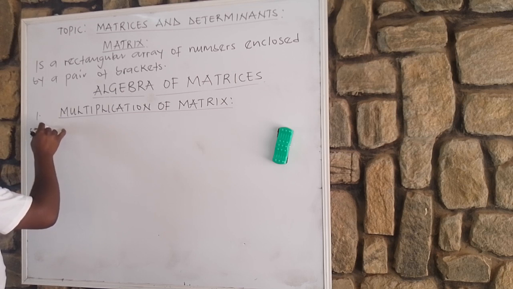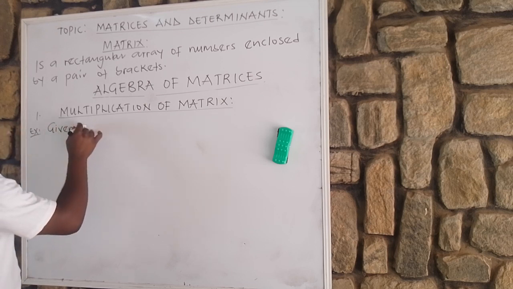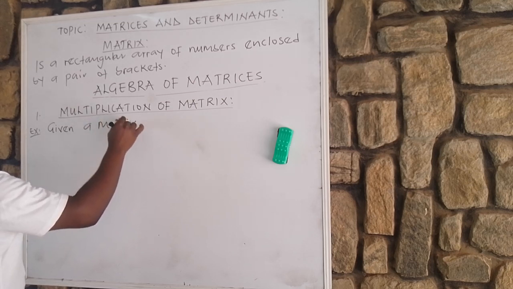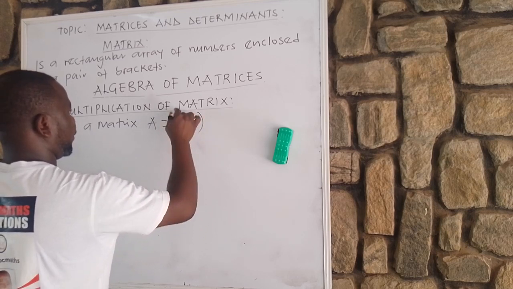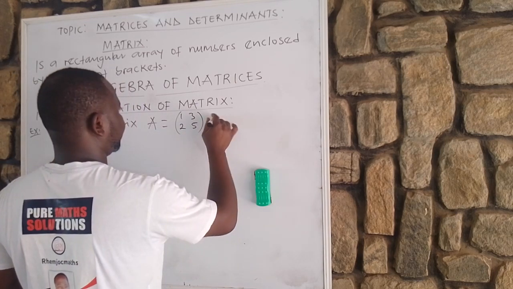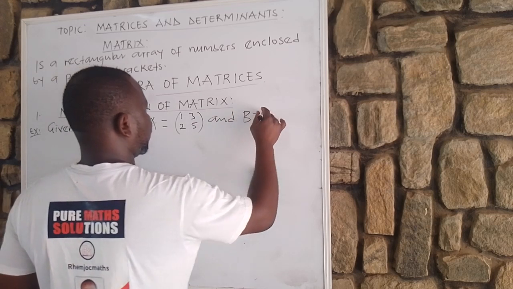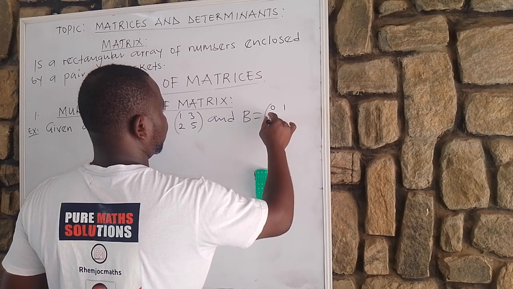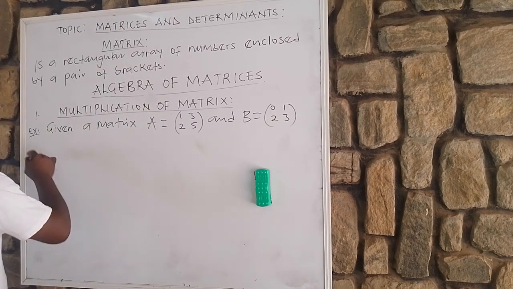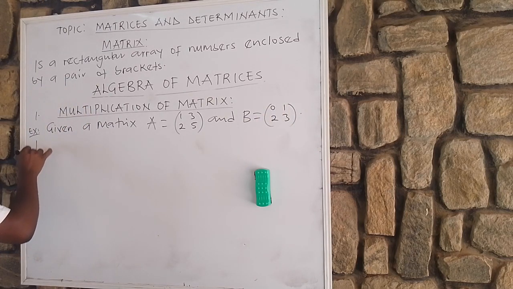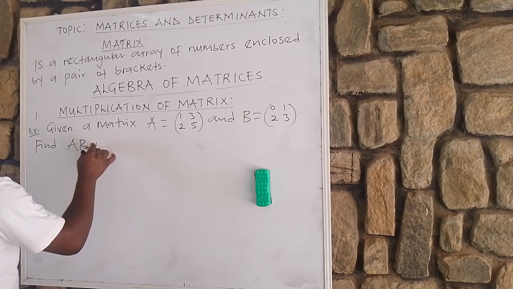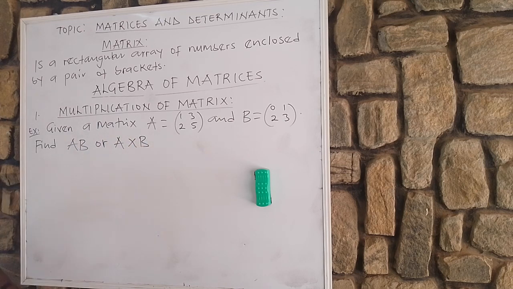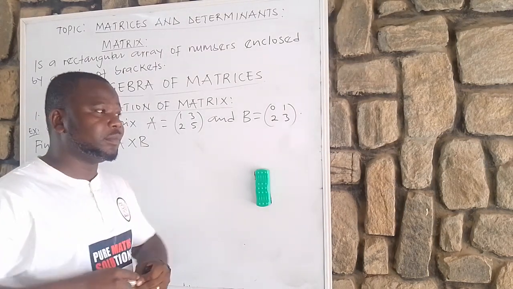Given a matrix A equals to 1, 3, 2, 5, and B equals to 0, 1, 2, 3. I will now say find or evaluate AB, matrix AB. Sometimes A times B is the same thing. They are telling you. Is that clear? It's the same thing.